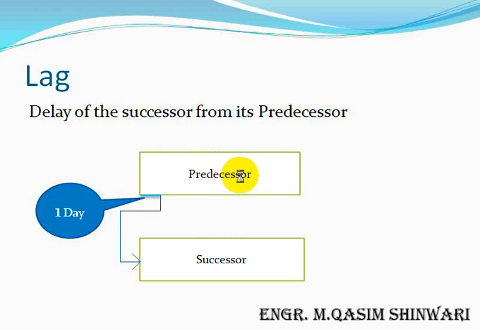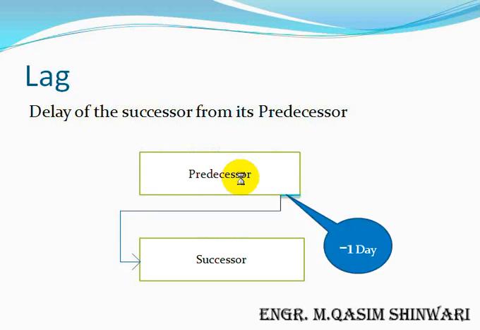But if we want to give a lag of 1 day just before the predecessor ends, as in this case you can see that 1 day before the predecessor ends, the successor will start, then we will enter the value of lag as negative. As shown here, it's highlighting -1 day.